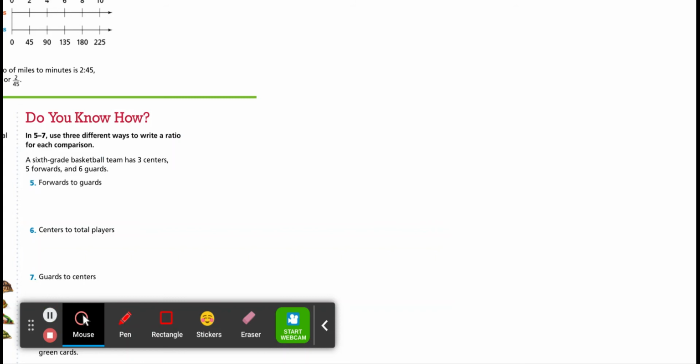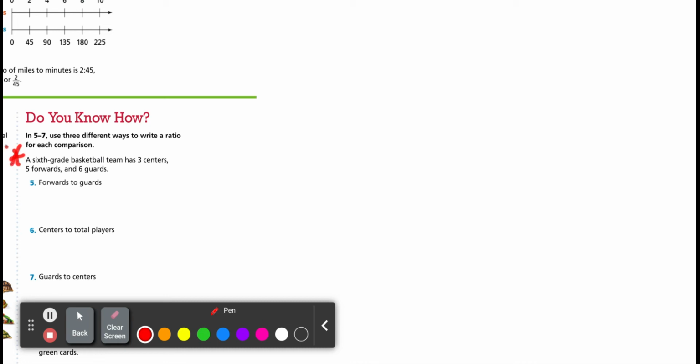So really the point of this lesson is to be able to use 3 different ways to write a ratio for each comparison. In order to answer these questions, we're going to have to read this sentence and then write the ratio that they tell us to do. So let's start by looking at the sentence.